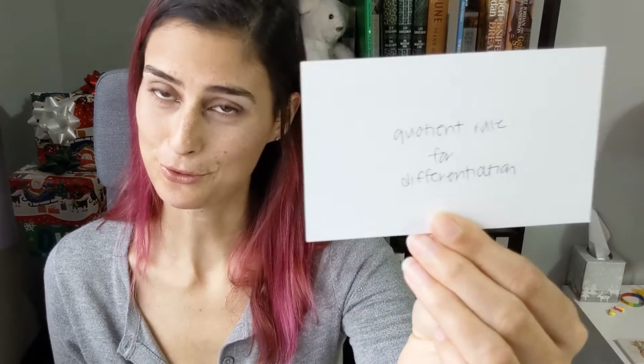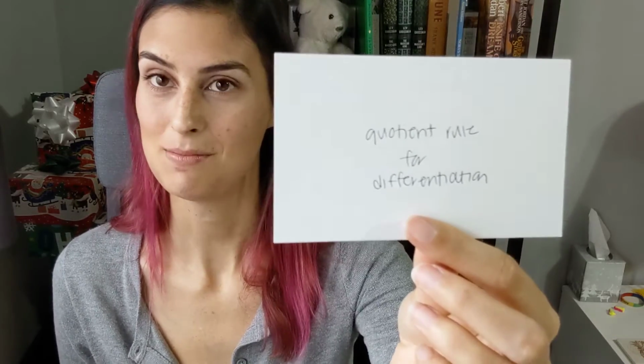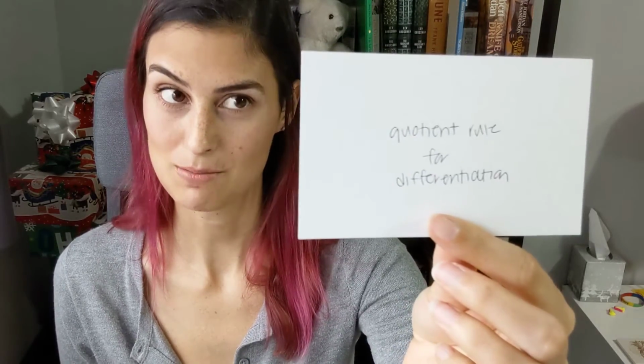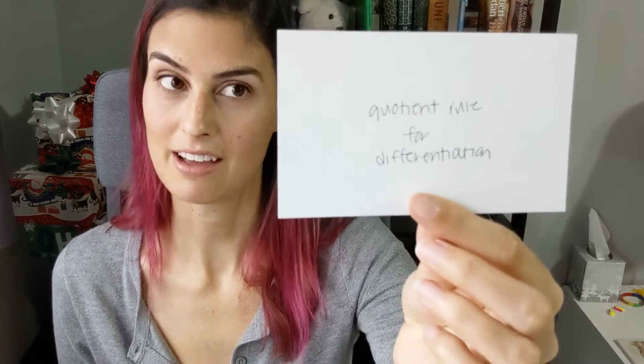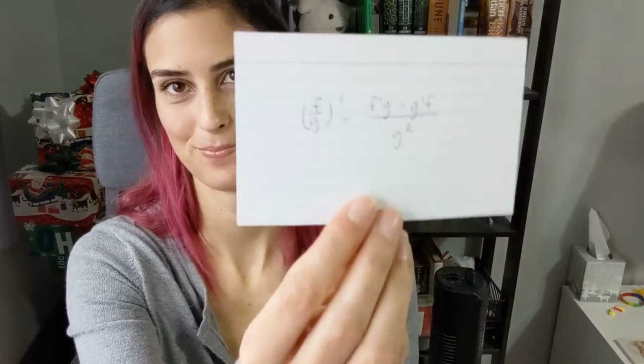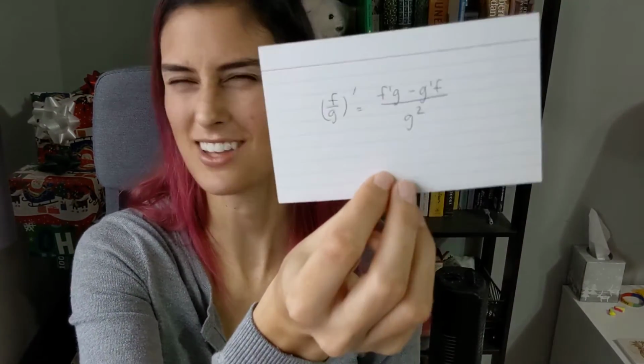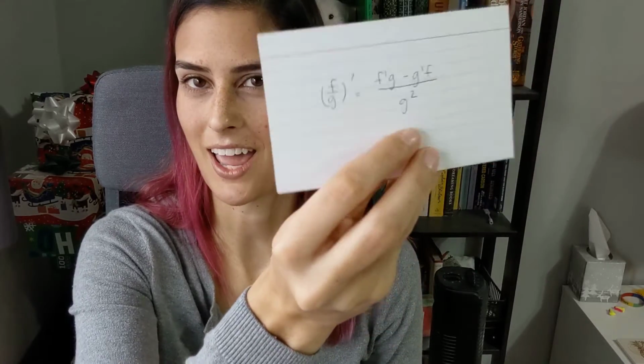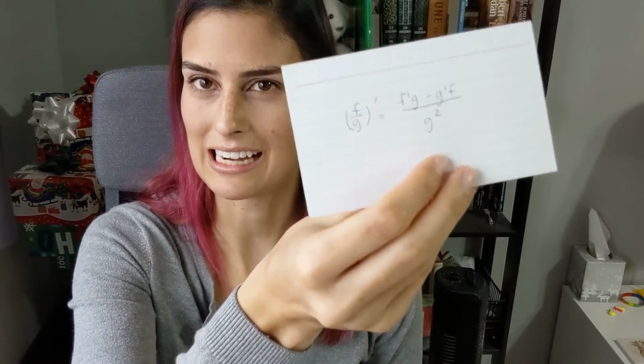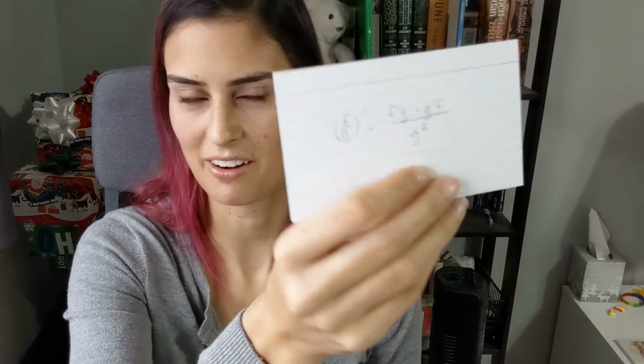The quotient rule for differentiation: (F over G) prime equals F prime times G minus G prime times F, all over G squared. When I was in high school, we would remember this by saying low d high minus high d low, all over low squared. I don't know if that's helpful for people.